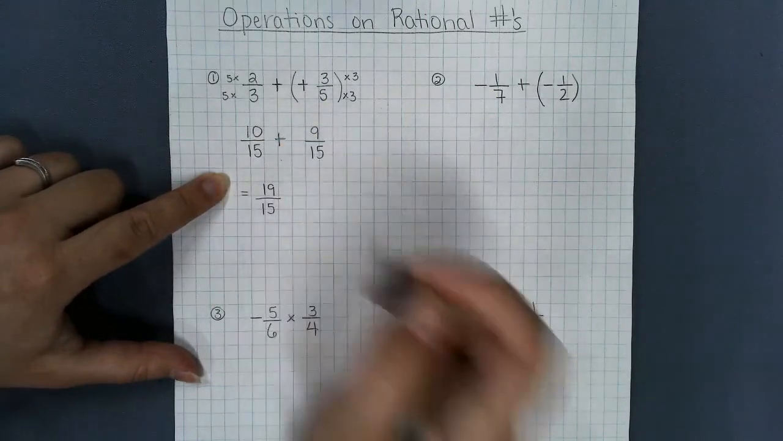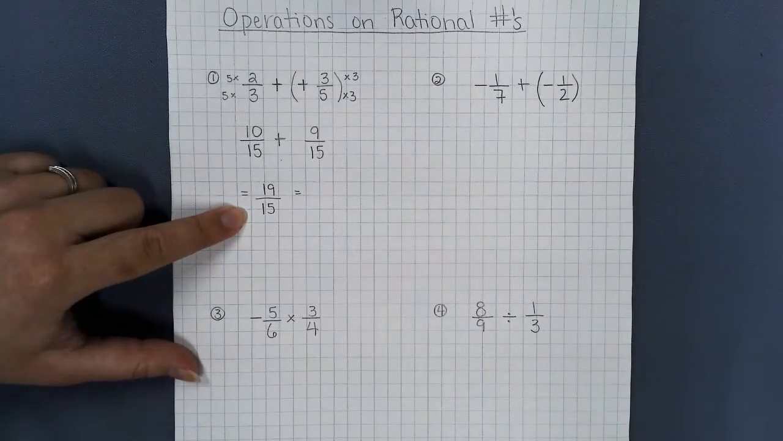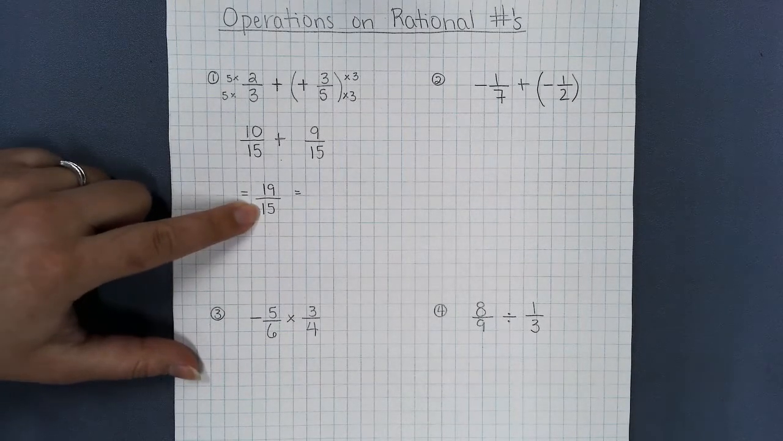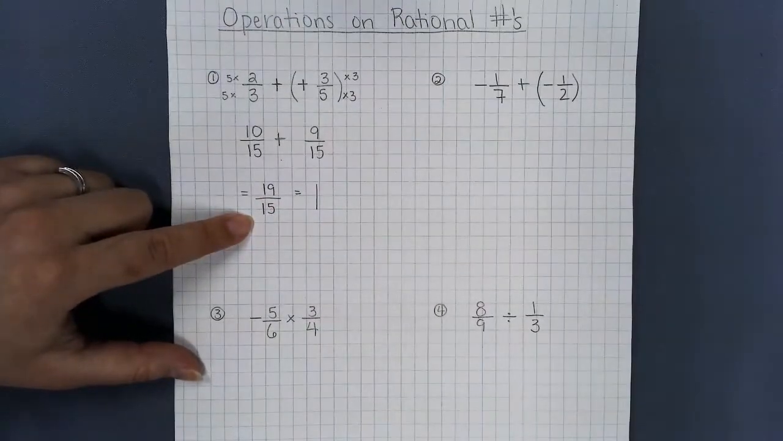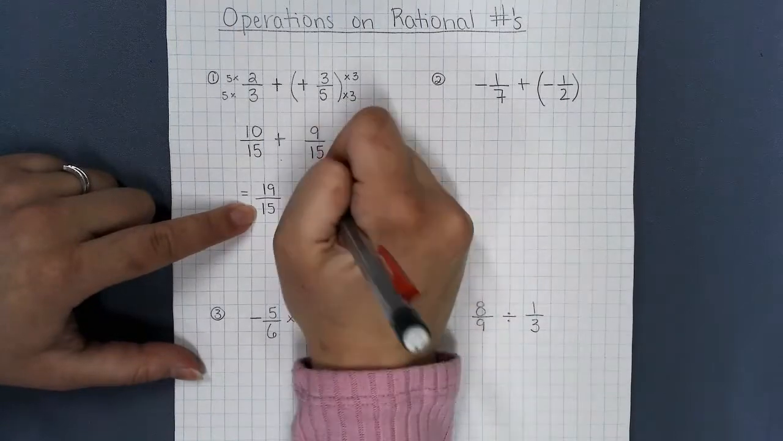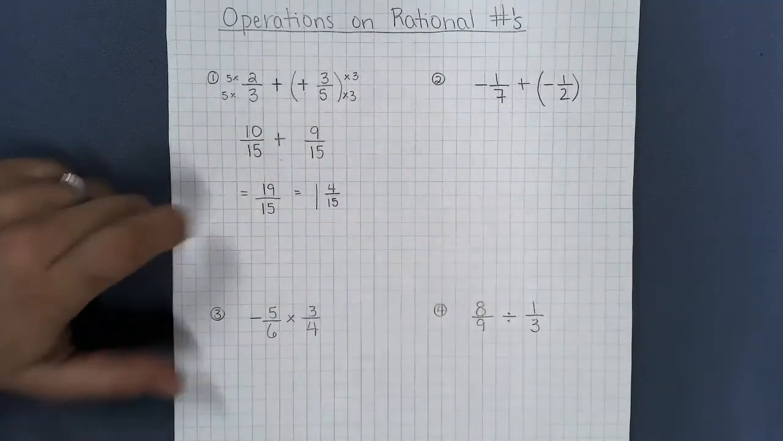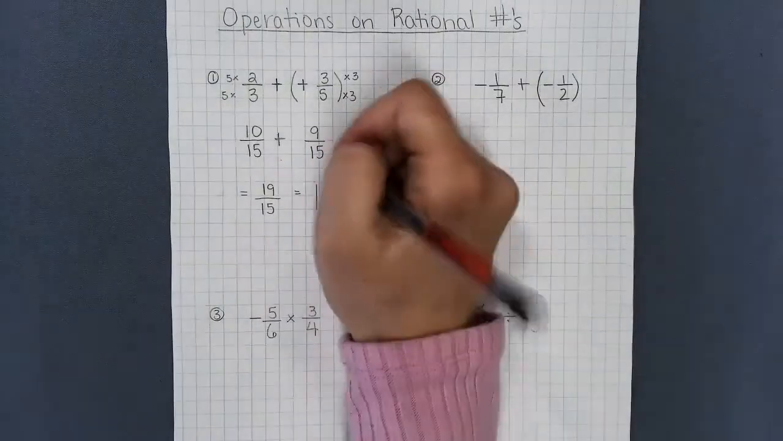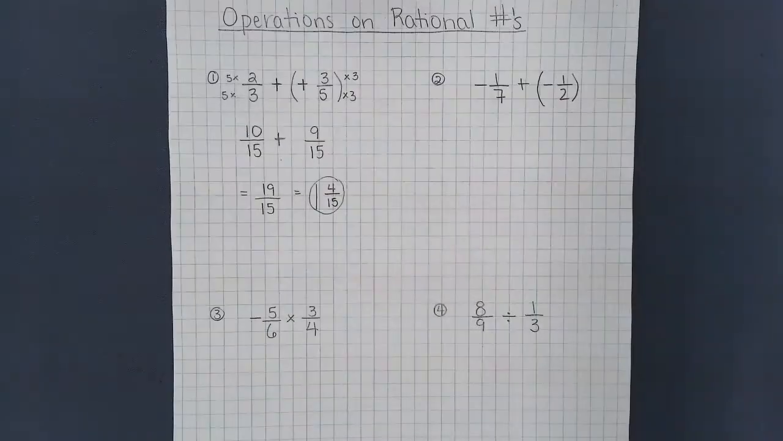19/15. And I can actually convert this to a mixed number, which is always a good idea to have as its final form. So 15 fits into 19 one time, and there's 4 left over because 19 subtract 15 is 4. So we've got 4/15 as our fractional part, and I can't reduce that anymore. So this 1 and 4/15 is my final answer for number 1.